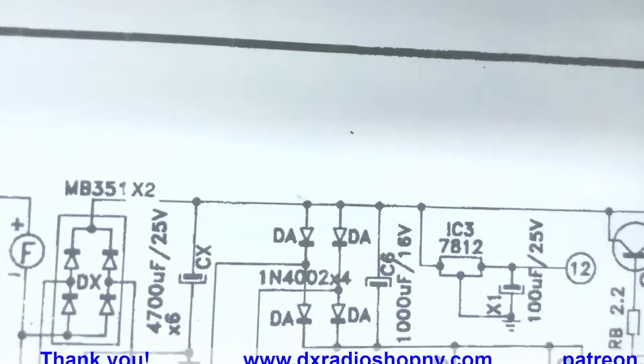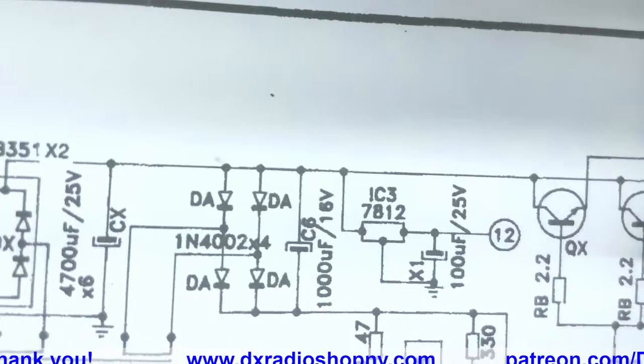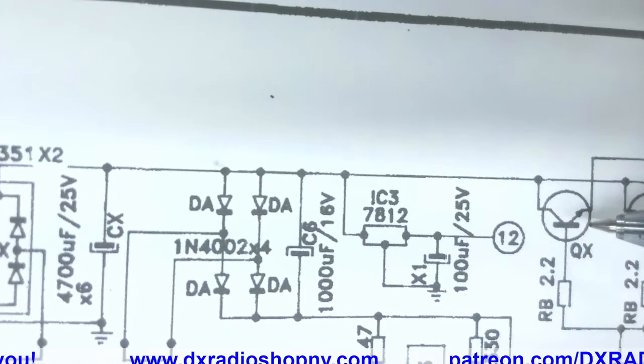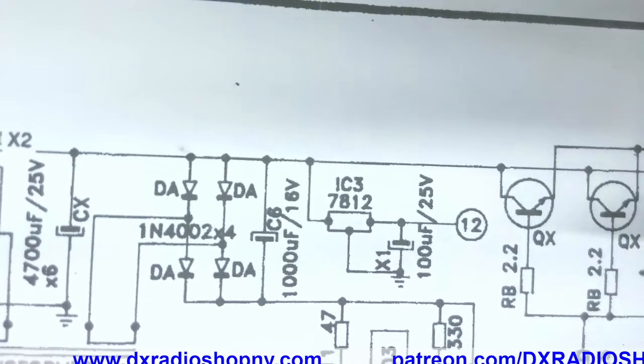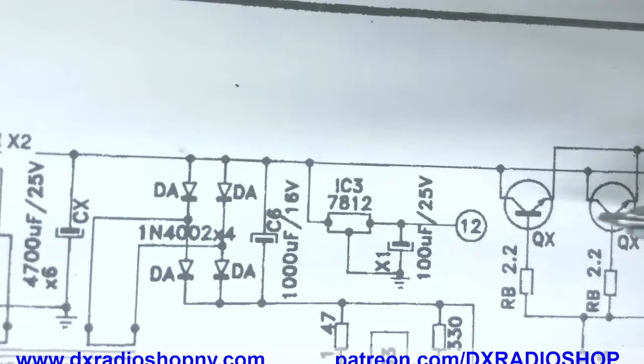So these are all the symbols you guys will see to identify on a schematic as to, well, what is that thing? All I know is it's some kind of weird looking thing. So now you know what this thing is, right?